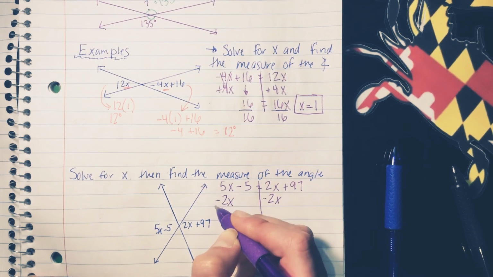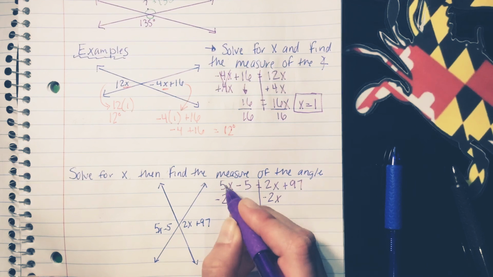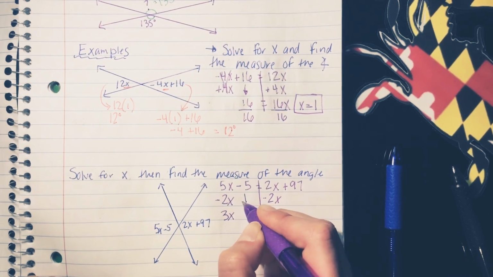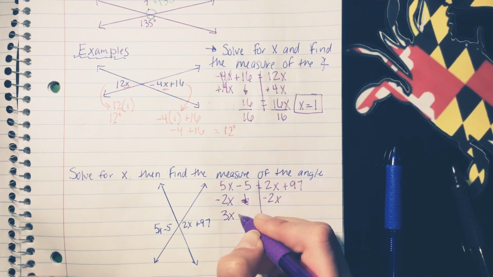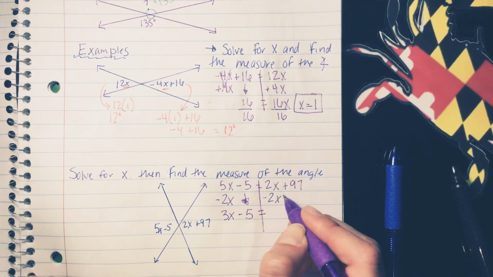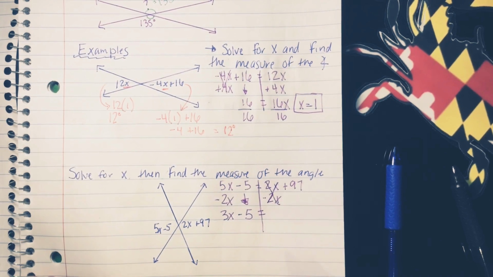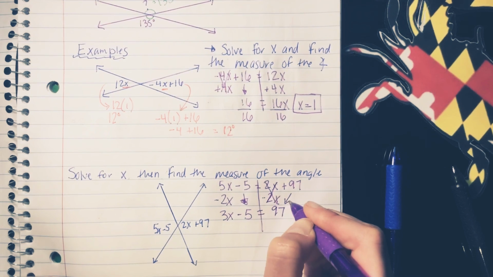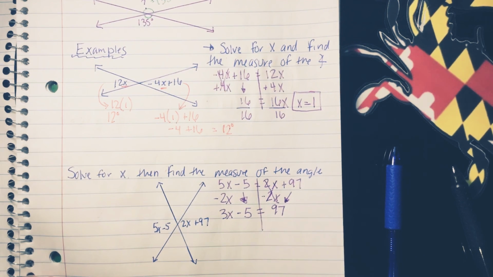Now 5x minus 2x is 3x. And I'm going to bring down this negative 5. Make sure you take that negative with it. 2x minus 2x cancels itself out. And I also get 97, so I'm bringing that positive 97 down.